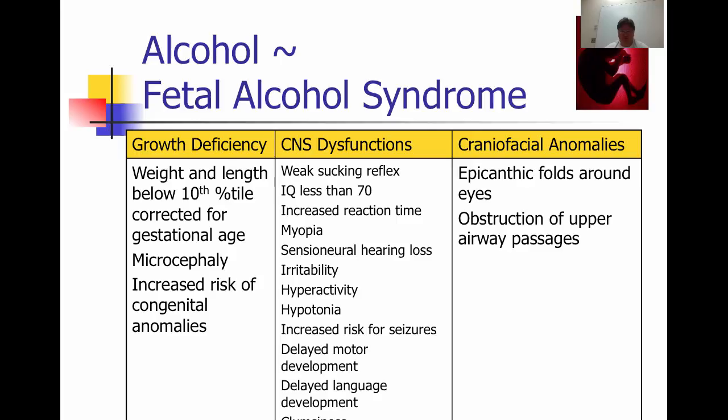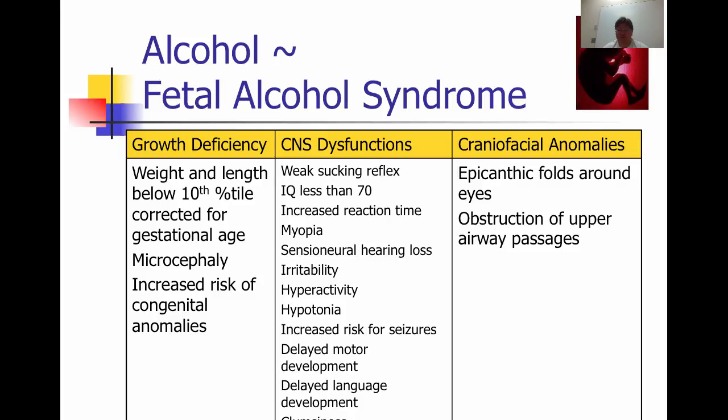So in terms of what's really relevant to us, we need to know what the effects of alcohol are on the developing fetus. And this has been looked at in three main areas. In terms of growth deficiency, the weight and length of children born with fetal alcohol syndrome is below the 10th percentile when it's corrected for their gestational age. They often show microcephaly, which is kind of like a small brain, small head, and they have an increased risk of congenital anomalies.